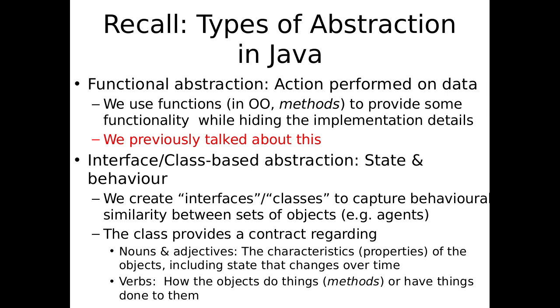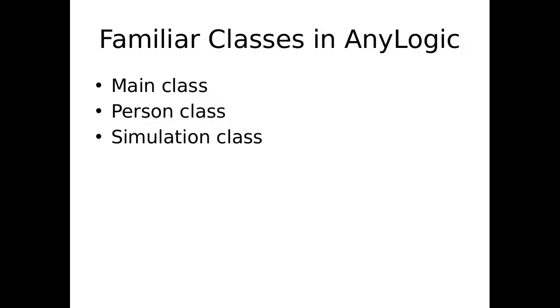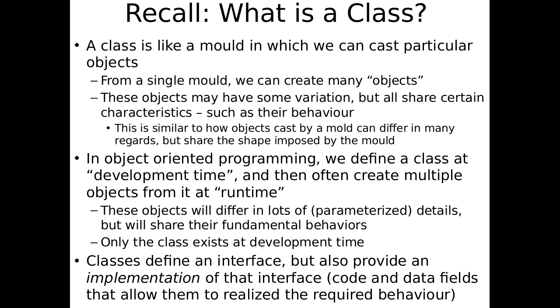Okay. We just talked about functional abstraction, and I had mentioned before this notion of a class as a mold which we can use to cast many particular objects, or so-called instances of a class. So we have a person class that describes personhood, and we can create many particular instances of it, many, as we say, objects.